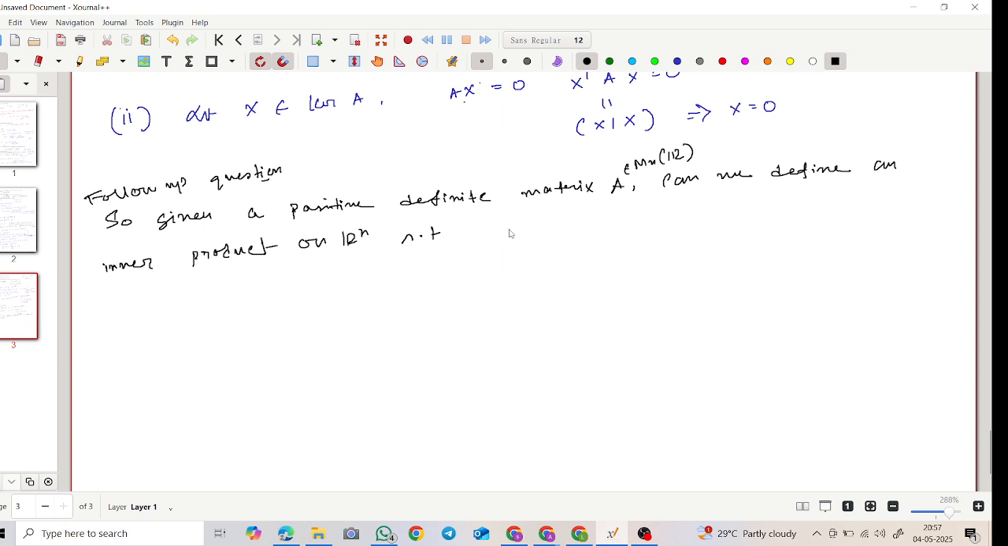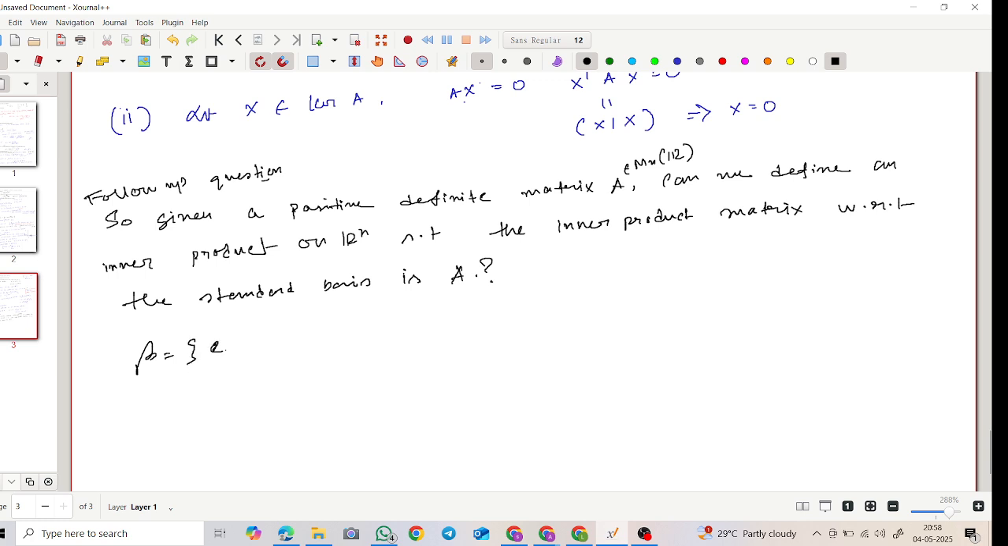Such that the inner product matrix with respect to the standard basis is A. Can we do that? So they are saying that take beta equals to E1 to En.